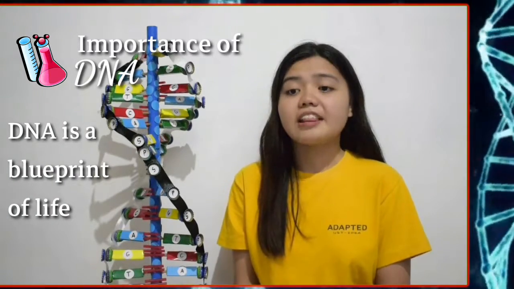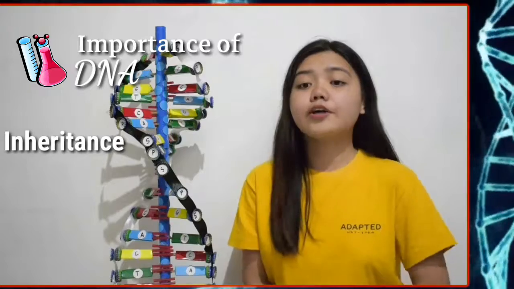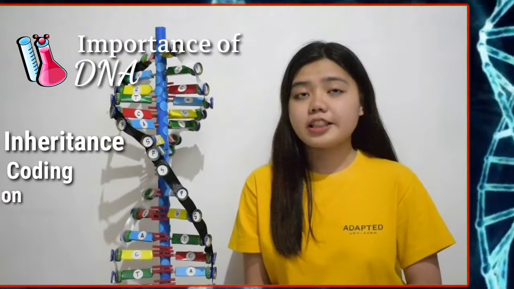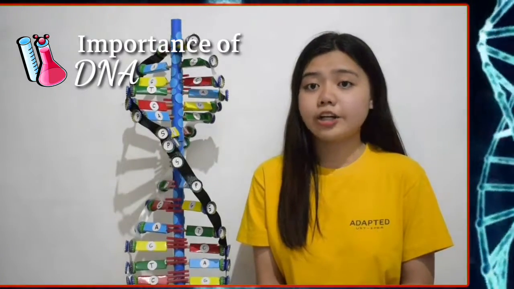So what's the importance of DNA? Deoxyribonucleic acid, also known as DNA, is the blueprint of life. DNA is vital for all living things, even plants. It is important for inheritance, coding for proteins, and genetic instruction, a guide for life and its processes. Also, DNA holds the structure for an organism's development, reproduction, and ultimately death.